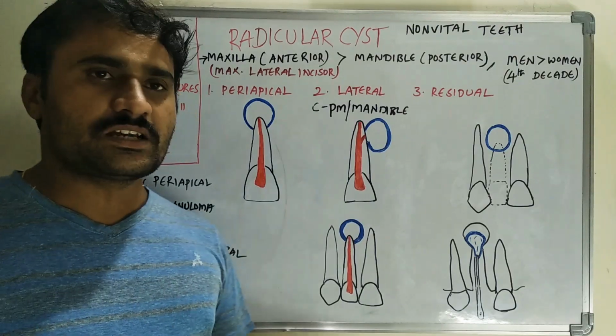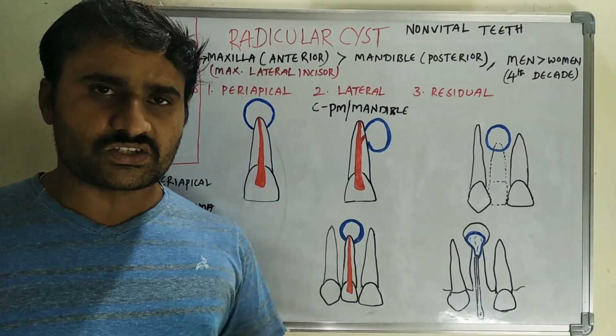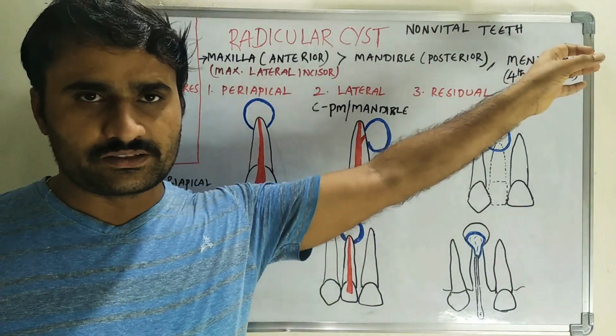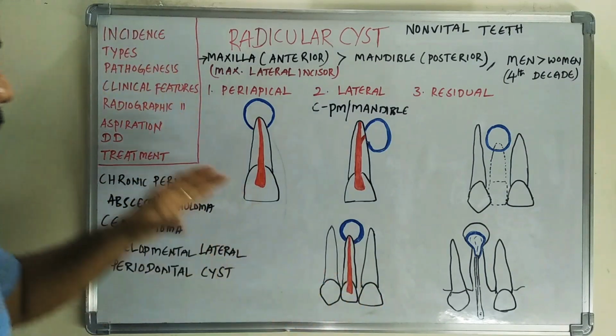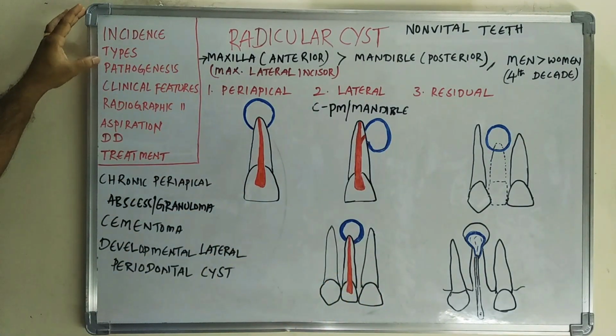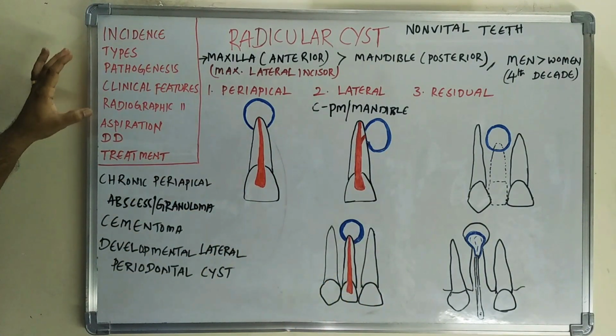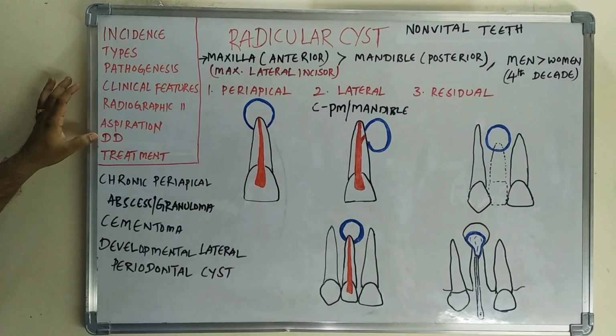In this video, we'll discuss radicular cyst. It is the cyst associated with the non-vital teeth. These are the most important points, right? You have to write incidence, types, pathogenesis, clinical features, radiographic features, aspiration, differential diagnosis and treatment, right?